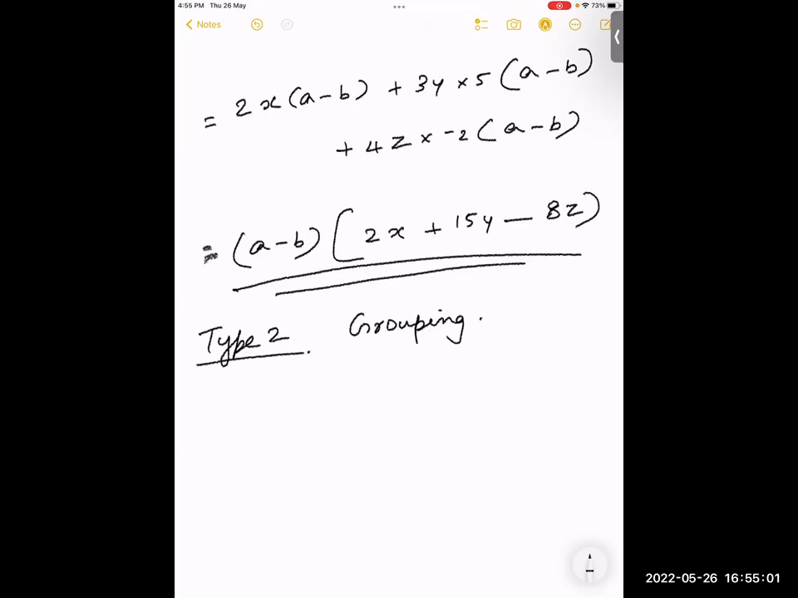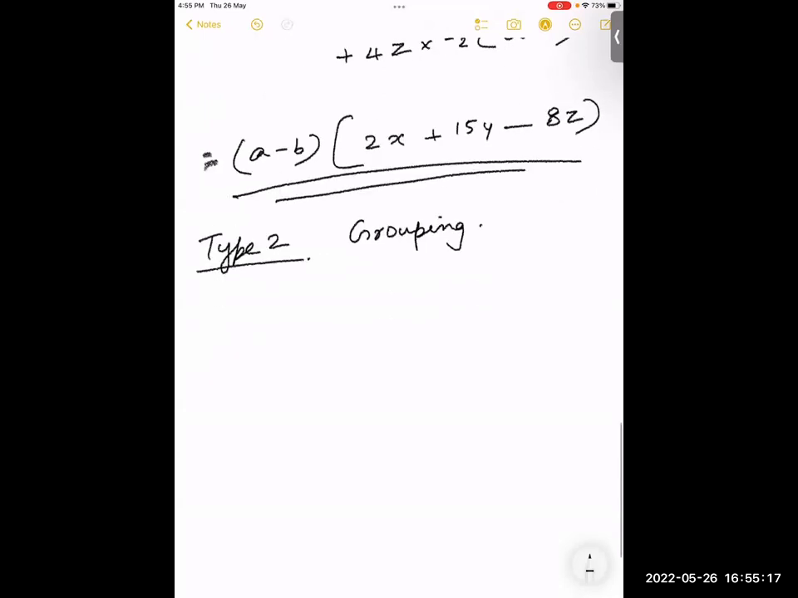You don't see any common factor across the equation, but you see something common among two terms. So you group them and then take the common factor out. That is coming under grouping. I'll just give an example. The question is like this: AB plus BC plus AX plus CX. Just write down this question.